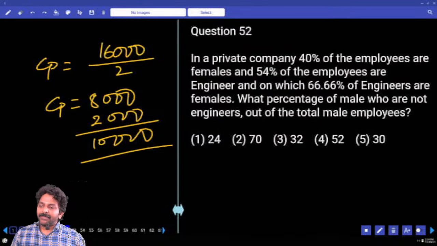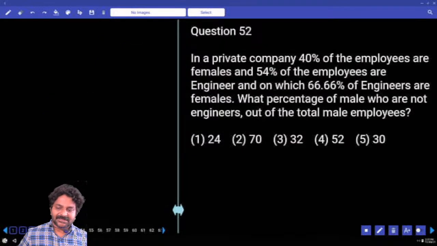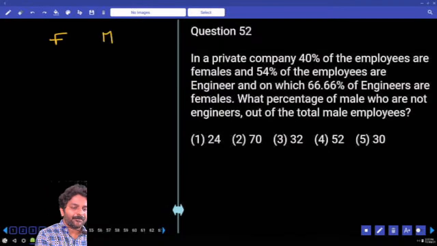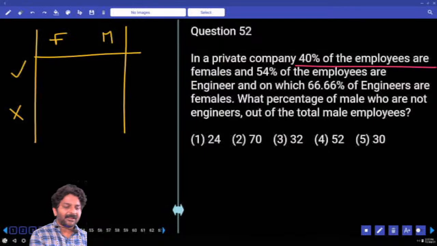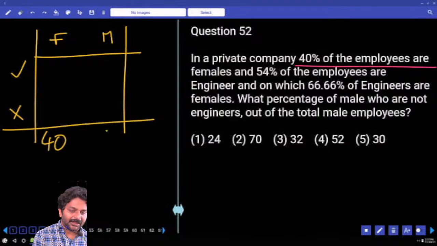In a private company, 40% of the employees are females and 54% of employees are engineers, of which 66.66% of engineers are female. What percent of males who are not engineers out of the total male employees? Okay, right. I'll take the total as 100. Among them we have female and then male, and then some of them are engineers and some of them are not engineers. They said 40% are female. So I'll write 40 here and then the remaining 60 here.